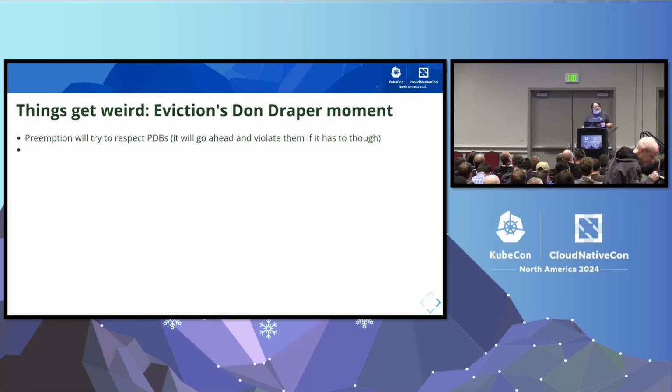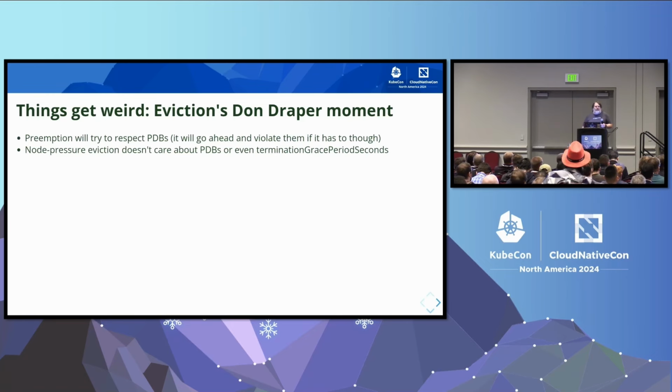Preemption doesn't care. Well, no, preemption does care. It will try to respect your pod disruption budgets, but it will still go ahead and knock things out if it can't. Node pressure eviction doesn't care at all. It won't even care about your termination grace period seconds. If it decides that this pod needs to go, it's gone.